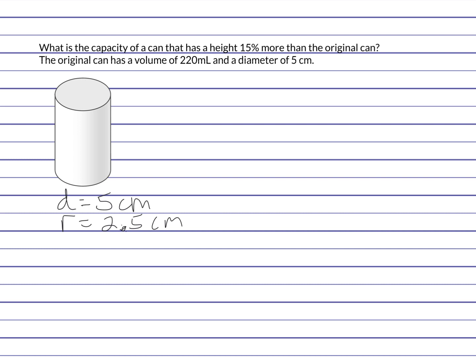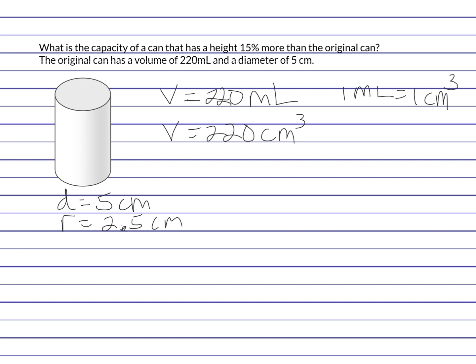We also know that the volume of the original can is 220 milliliters. Right away, I see that I have centimeters and milliliters, and I need to have them be the same unit. So I'm going to look at my conversion sheet, and I see that 1 milliliter equals 1 centimeter cubed, which is a great, easy conversion. So the volume is actually 220 centimeters cubed.